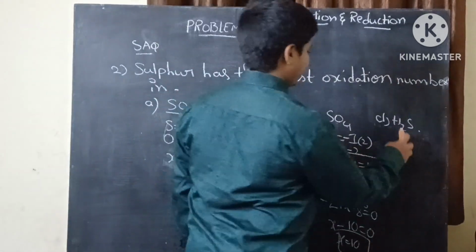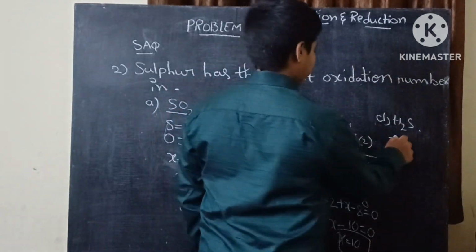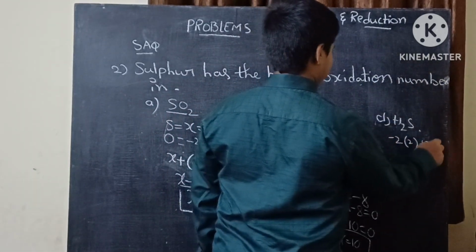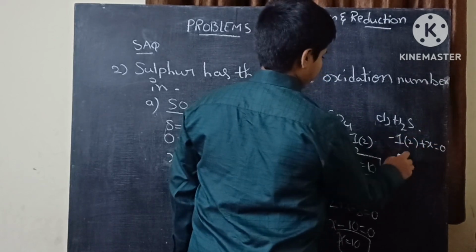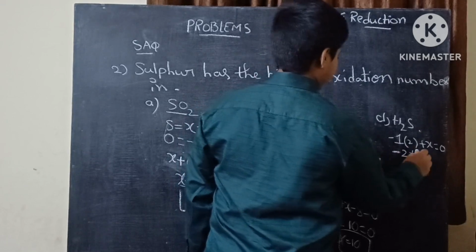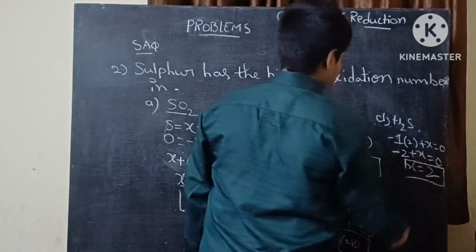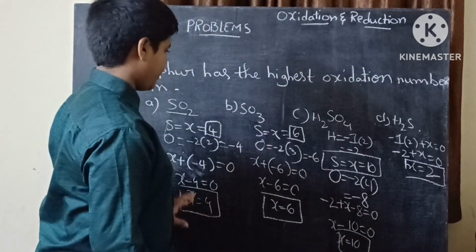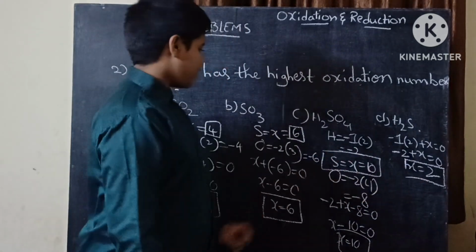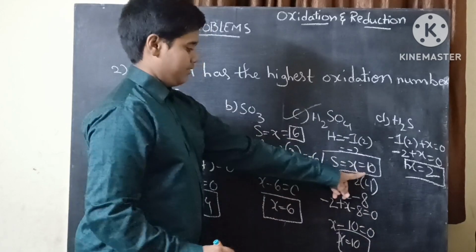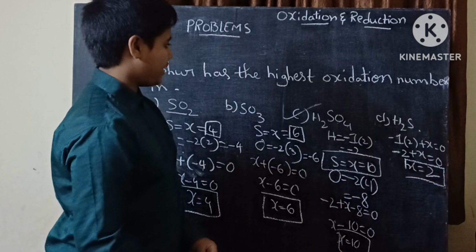And here H2S. H2S means for one hydrogen plus 1, so plus 2 plus X equals 0, so X equals minus 2. Among all these options, here 4 is there, here 6 is there, here 10 is there, here minus 2 is there. So the highest is option C, 10. The oxidation number of sulfur is 10. So this is the second question.